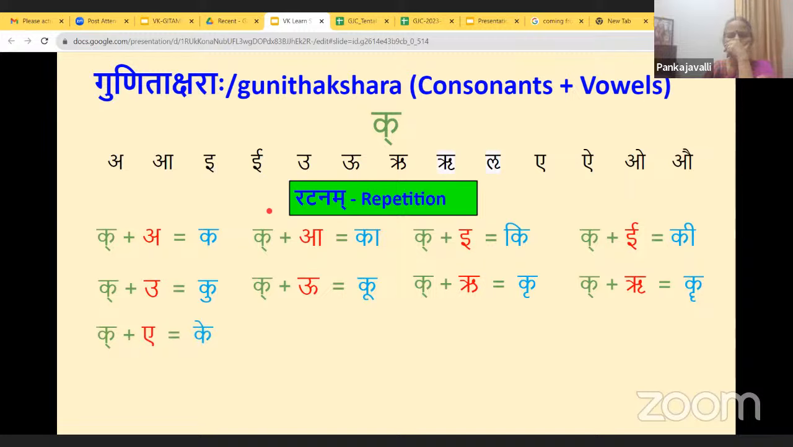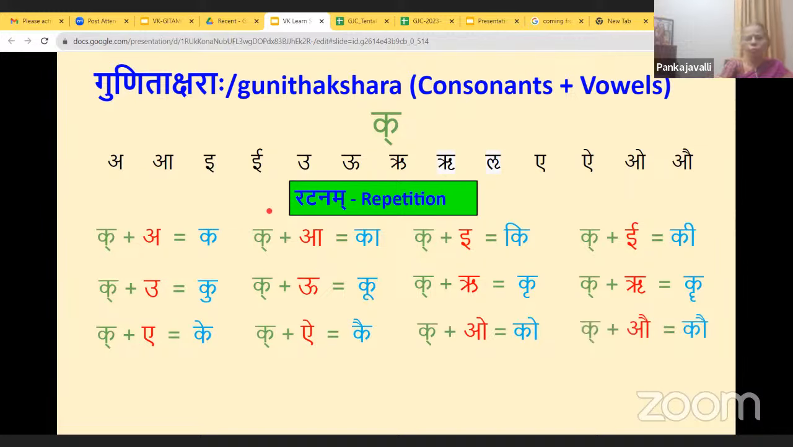Ek plus a is kai. Ek plus a is equal to kai. Ek plus I is equal to kai. Ek plus O is equal to ko. Ek plus au is equal to kau.